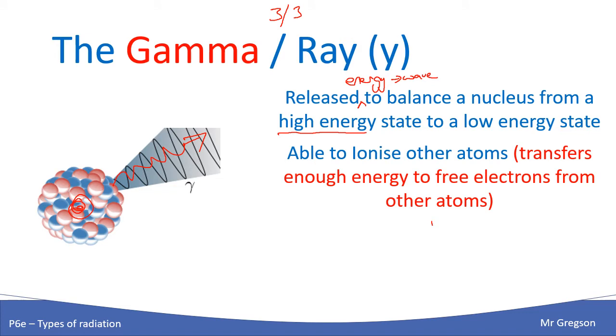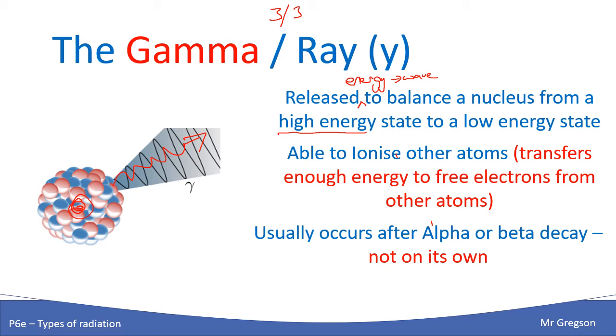Okay, so gamma radiation, it's part of the ionizing part of the electromagnetic spectrum, so it means it's able to ionize other atoms. So it transfers energy to free those electrons and can bounce them off and ionize other particles. Now, it usually occurs after alpha or beta decay. It cannot occur on its own. You can't suddenly have spare energy in a nucleus that's nice and happy. It won't release it. It has to be an unbalanced nucleus releasing energy. So it usually occurs after alpha or beta.